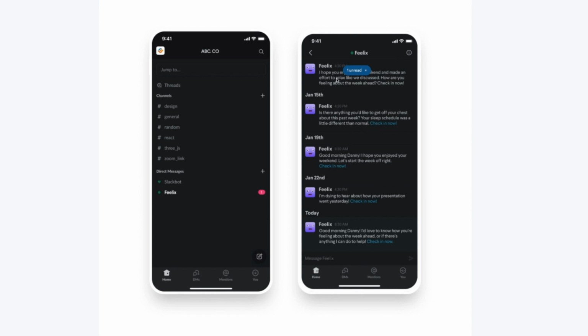Or here he's saying, I hope you enjoyed your weekend and made an effort to relax like we discussed. How are you feeling about the week ahead, right? So they're a little more personal, a little more relatable. It feels like he's really looking out for you. He has your best interests in mind. So that's where I was going with this.